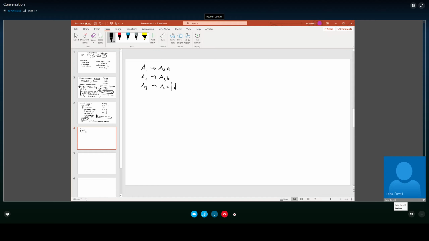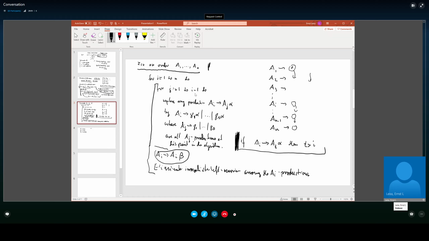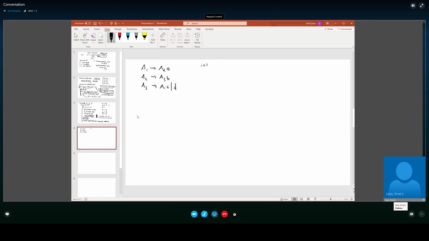Okay. So if we look at this algorithm, we go for i equal to 1. And there is, of course, nothing for j. So in this algorithm, j goes from 1 to i minus 1, which means for i equal to 1, this is empty. There is no case in the j loop. And so the only thing that could happen is that we have an immediate left recursion. Well, we don't have any immediate left recursion. A1 goes to A2, so this is fine.